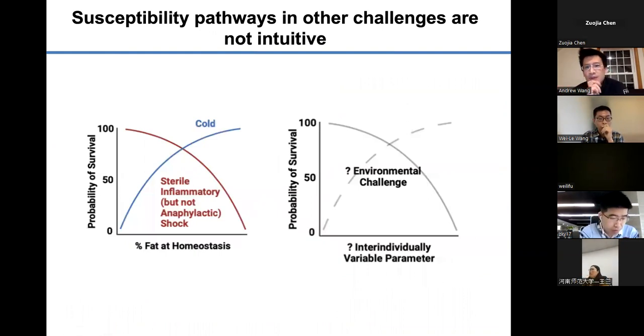And I would argue that the susceptibility pathways are really not very intuitive, right? So we have one example here where if you're slightly more fat in some kinds of challenges, it enhances mortality, but not in other similar physiologic scenarios, like shock. And it's exactly opposite in another environmental condition that an animal might face, the cold. And I think the interesting question would be, are there other differences in parameters that also impose these kinds of trade-offs?